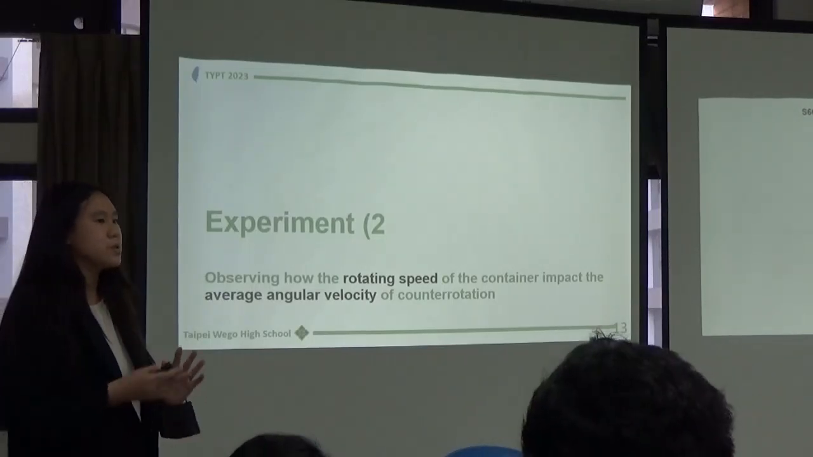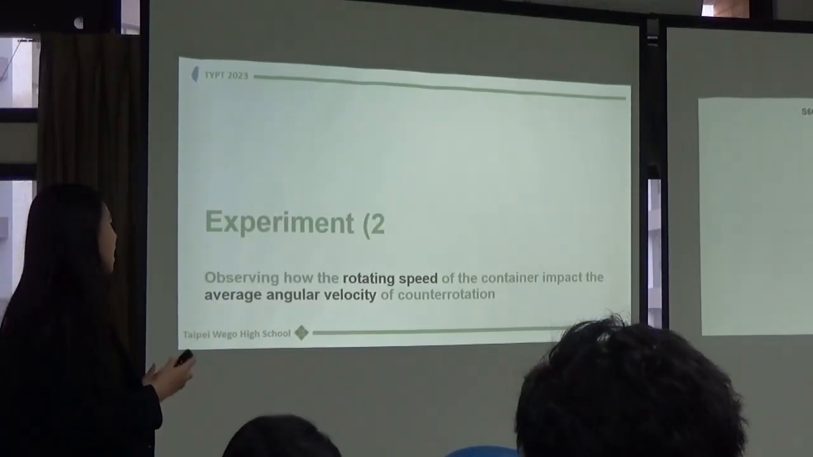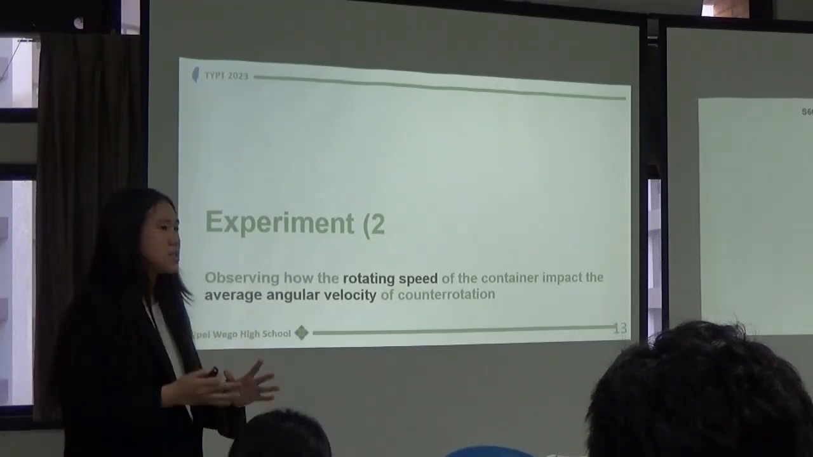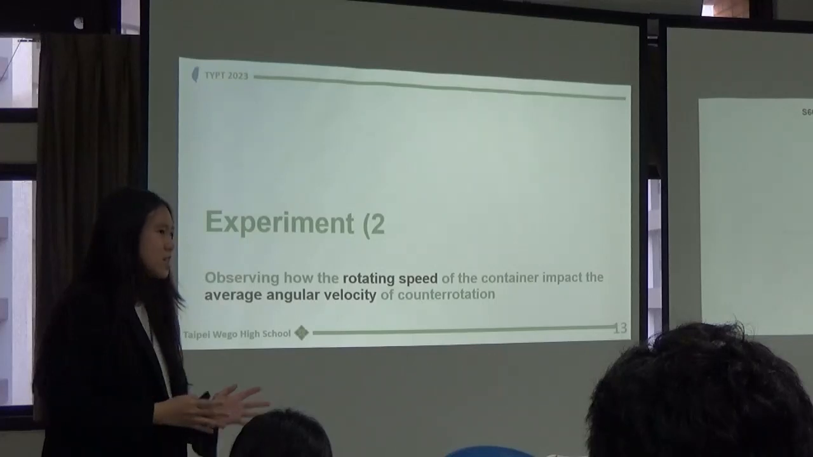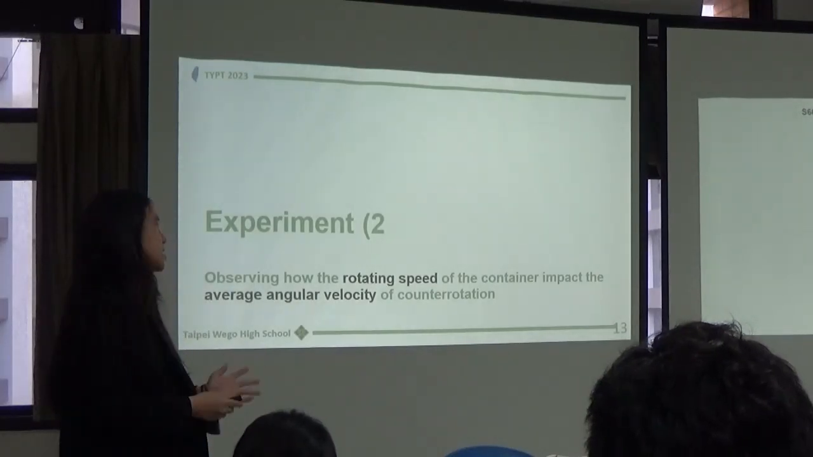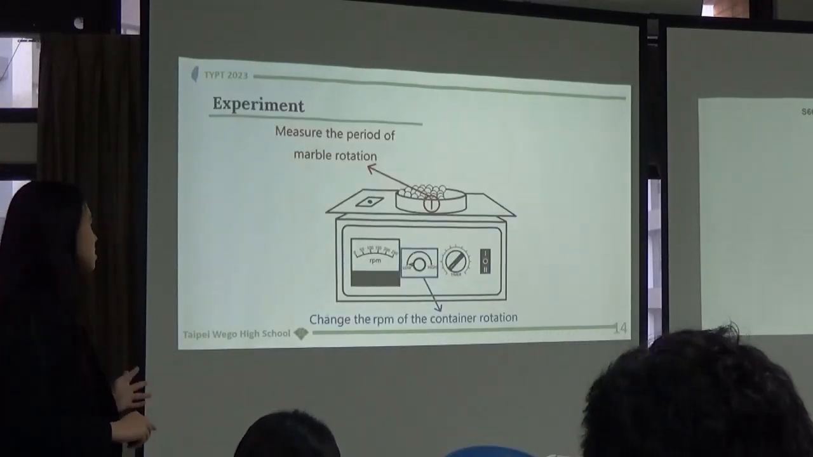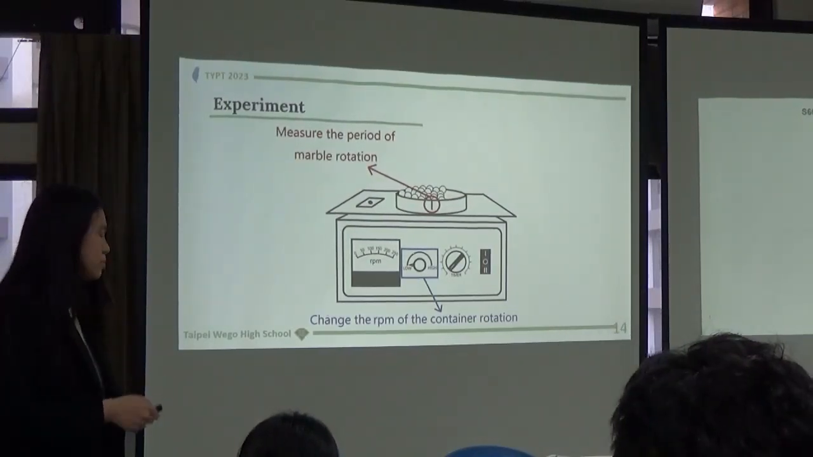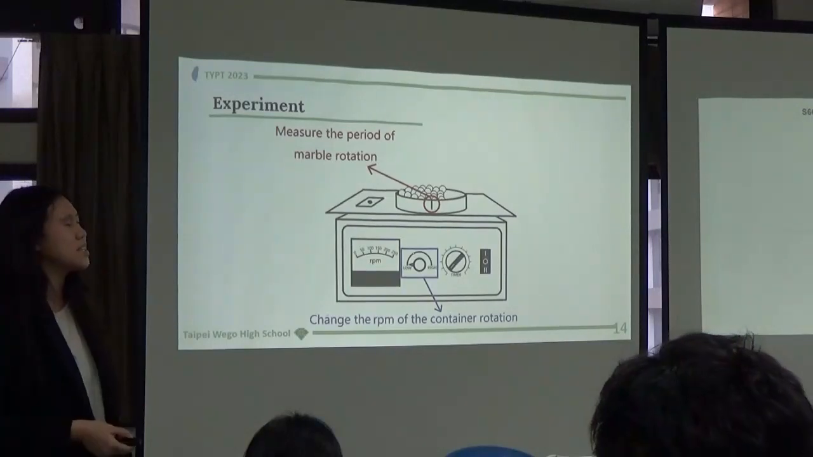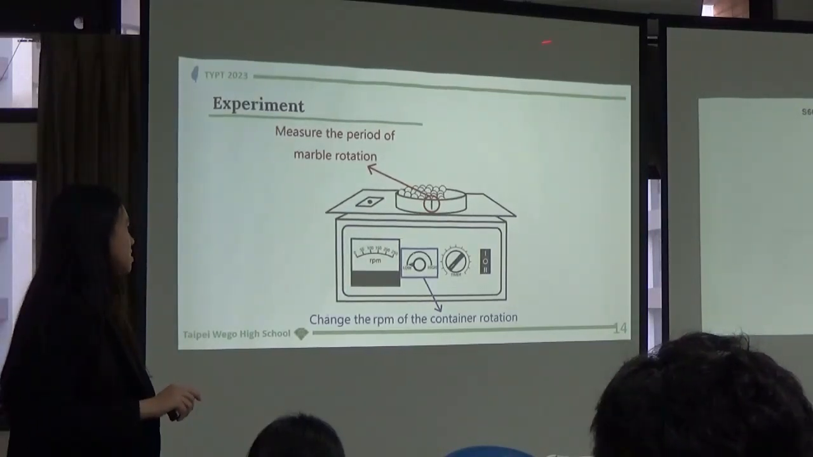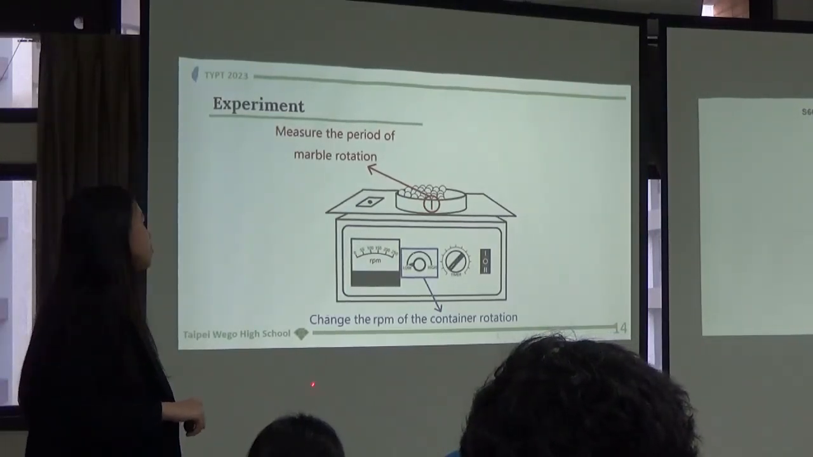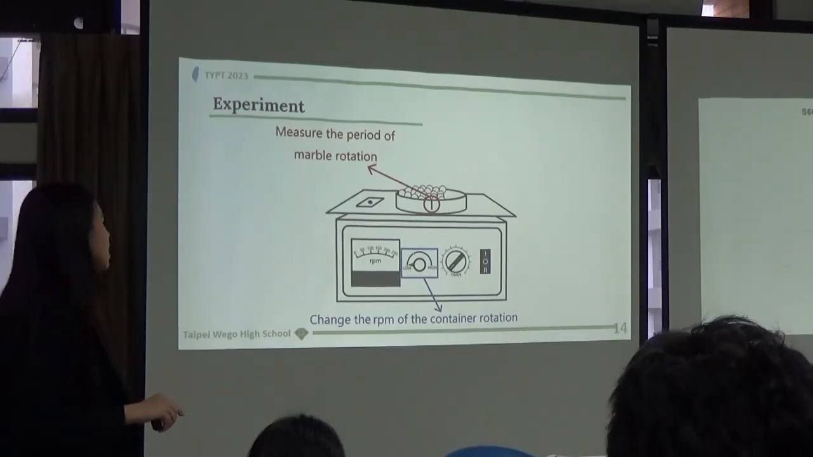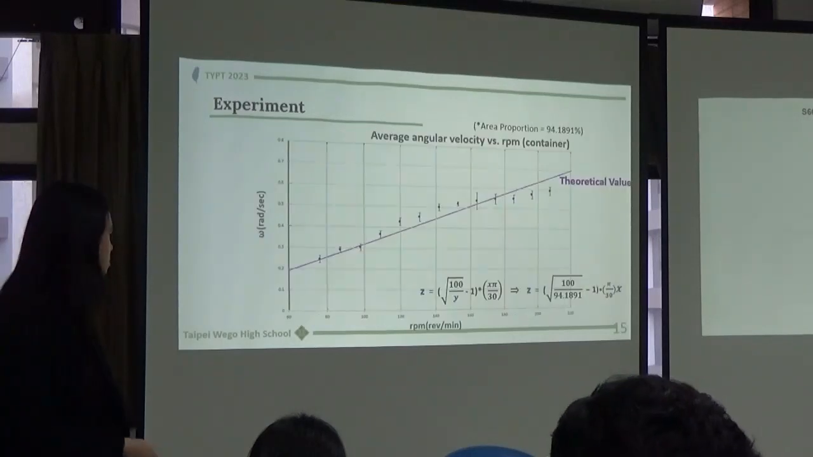And experiment number 2, we will be discussing how the rotating speed actually affects the average angular velocity of the ball. Specifically in regards to the counter-rotation movement, as I mentioned before, we will only be discussing that in today's presentation. So basically, we will keep the number of balls, or the area proportion, as a fixed constant, and we will be changing the rotational speed of the container's rotation. And again, we will measure the period of the marble's rotation.